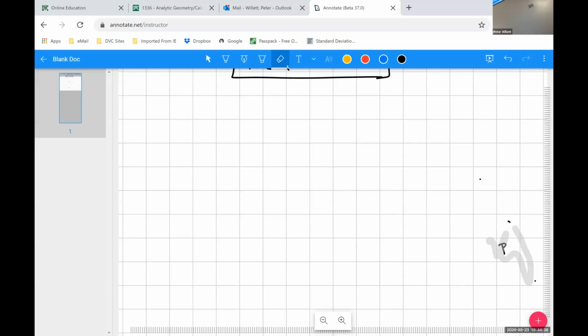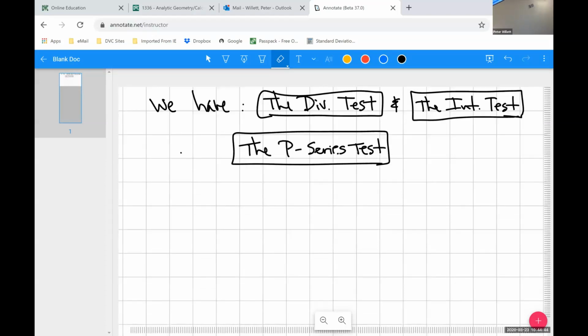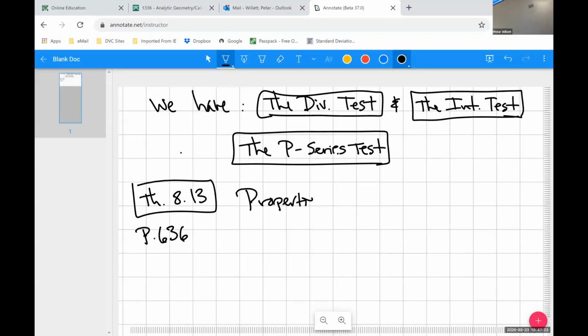Okay, so we now have these three tests, so that's why I'm leaving them there. We now have the divergence test, the integral test, and the p-series test. If series converge, not if they diverge, but if they converge to a number, that means that we have a limit of partial sums that exists. So that means that we can follow some of the properties of limits. And so we have three of them given to us here.